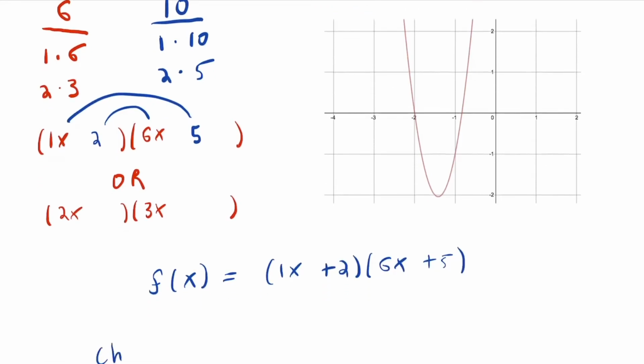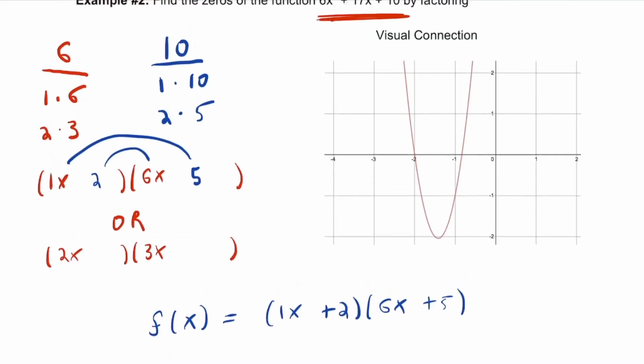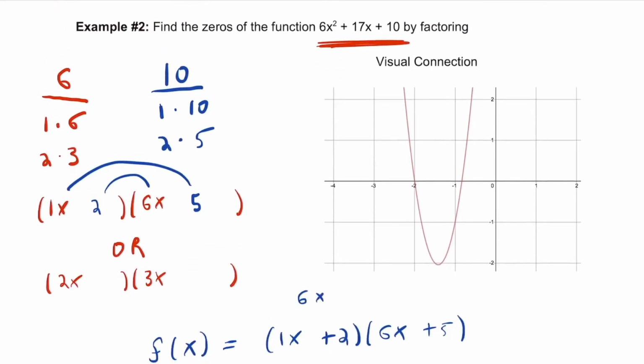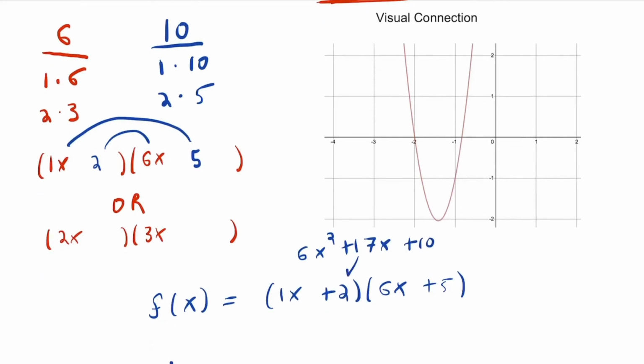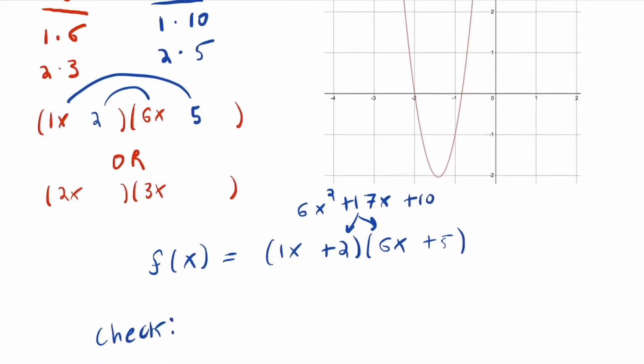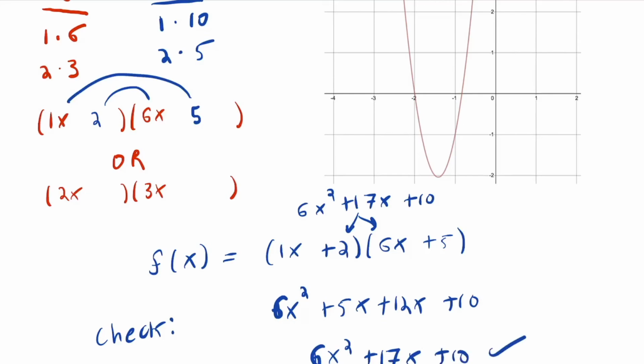Let's check that this is the correct factorization of 6x squared plus 17x plus 10. You'd have 6x squared plus 5x plus 12x plus 10. Yes, 6x squared plus 17x plus 10. That's it. That's our correct factorization.